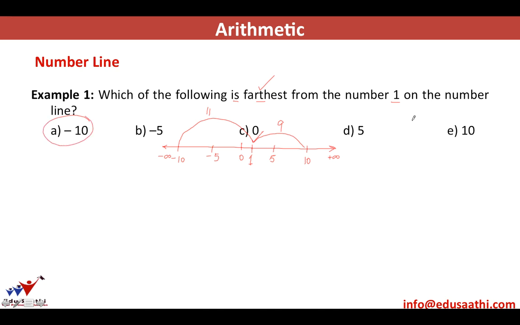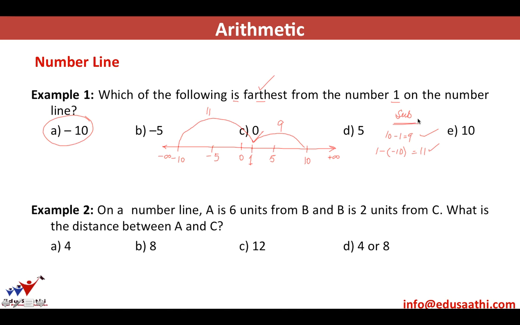In fact, if you want to find out the distance, you can subtract the two numbers. So highest minus the lowest. 10 minus 1 would give you 9. And 1 minus 10 would give you a number which is 11. So the distance between 1 and minus 10 is 11 units, whereas the distance between 1 and 10 is 9 units. So you can subtract the highest from the given number to find out the distance.